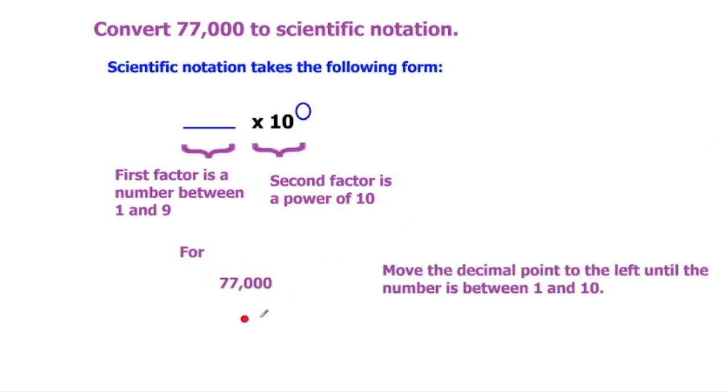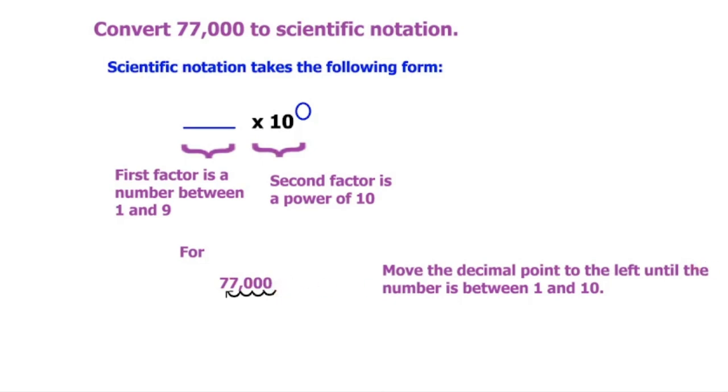So for 77,000, move the decimal point to the left until the number is between 1 and 10. So how does that look? We start moving this decimal place from here left until we have a number here that's between 1 and 9. Okay, so we don't stop here. We don't stop here. We just keep going until we have one digit left. And remember, every number has an imaginary decimal at the end of it.